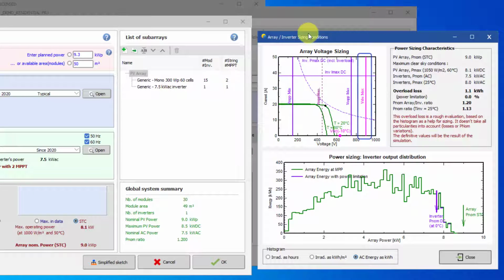The graph also shows the absolute maximum DC voltage that is allowed at the inverter input in pink. The VOC at -10 degrees Celsius should not exceed this maximum. This is a mandatory condition, since exceeding the absolute maximum voltage could lead to serious damage to the inverter. This is specified in the IEC standards.